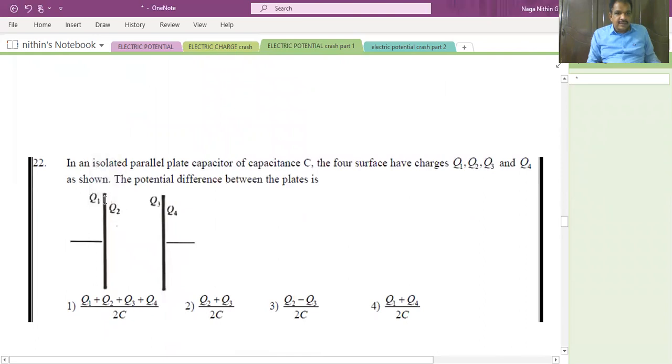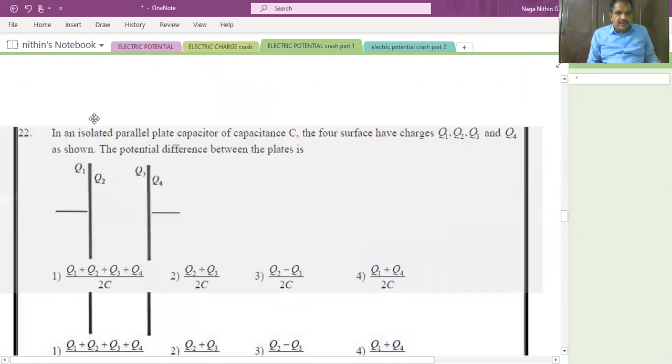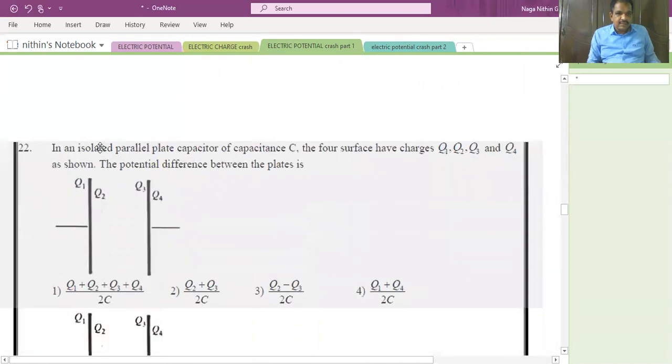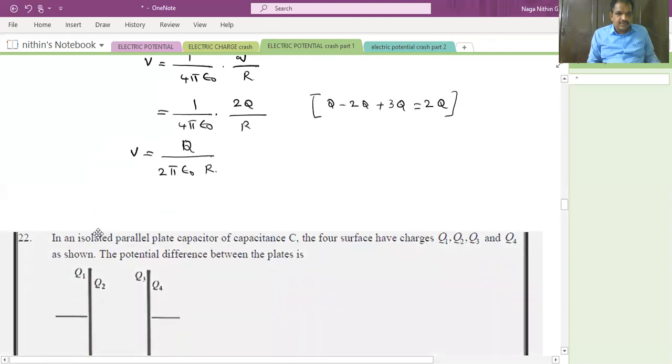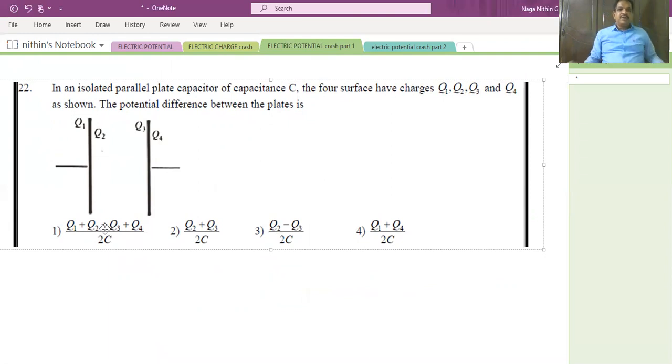Next, see this 22. What are they asking me? An isolated parallel plate capacitor of capacitance C. The four surfaces have charges Q1, Q2, Q3, Q4 as shown. The potential difference between the plates is what?